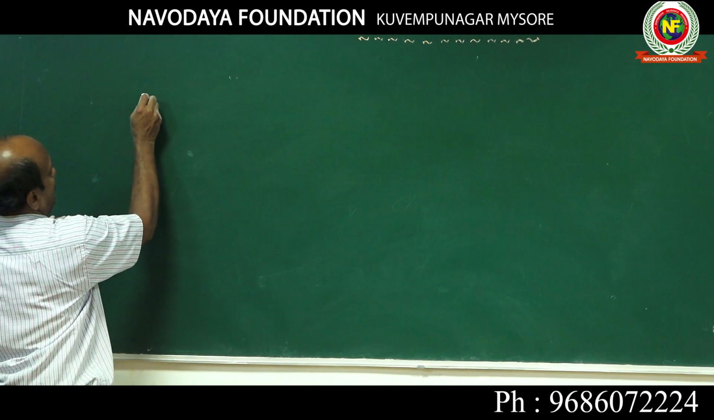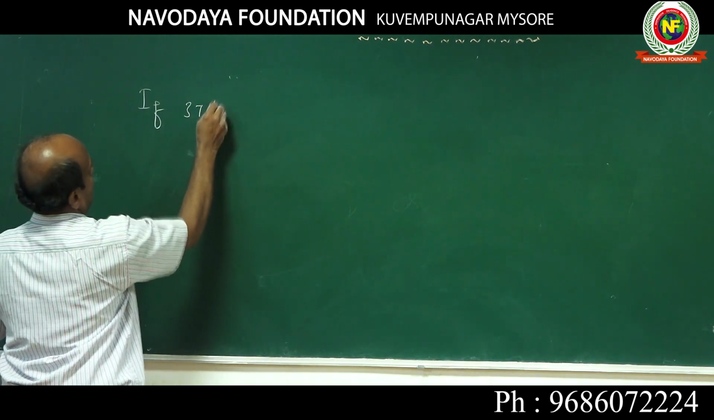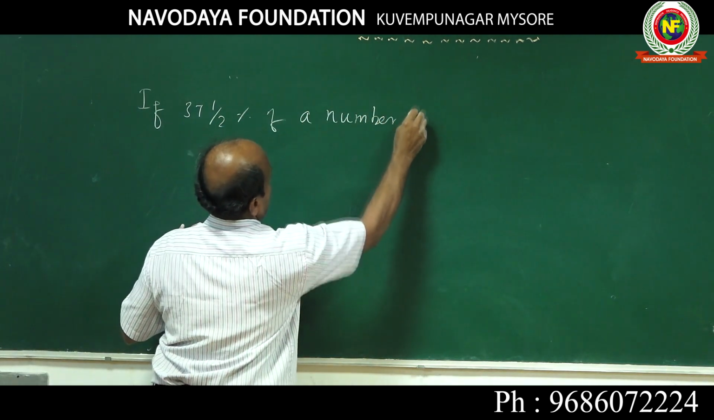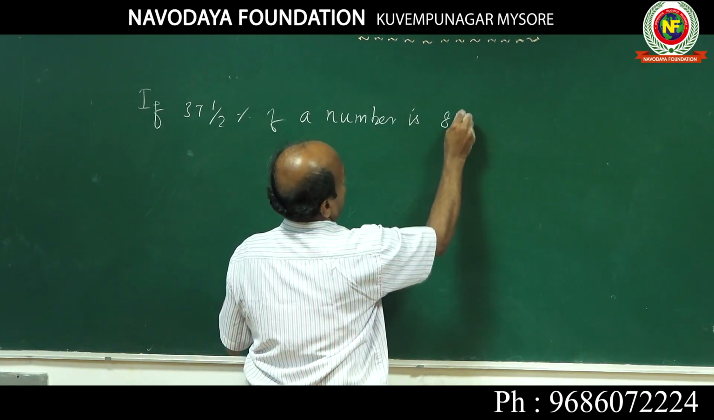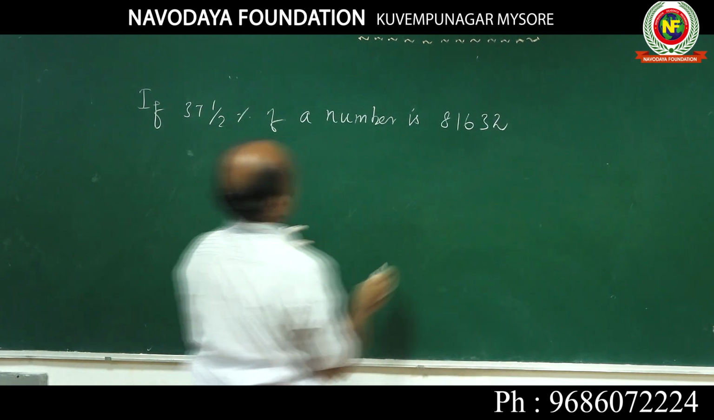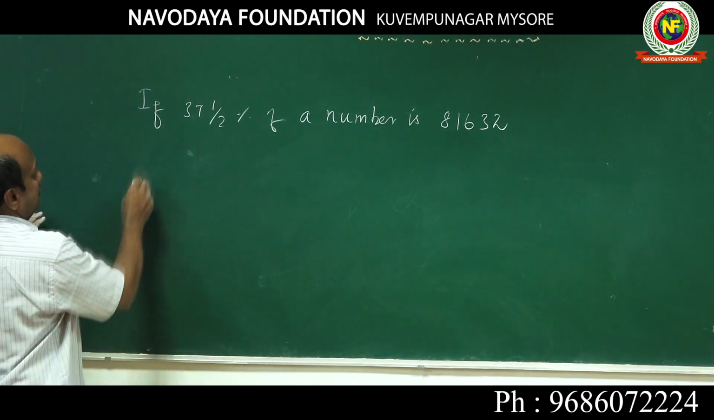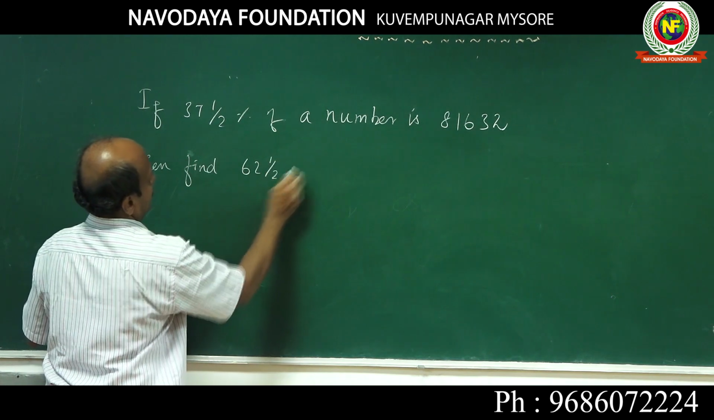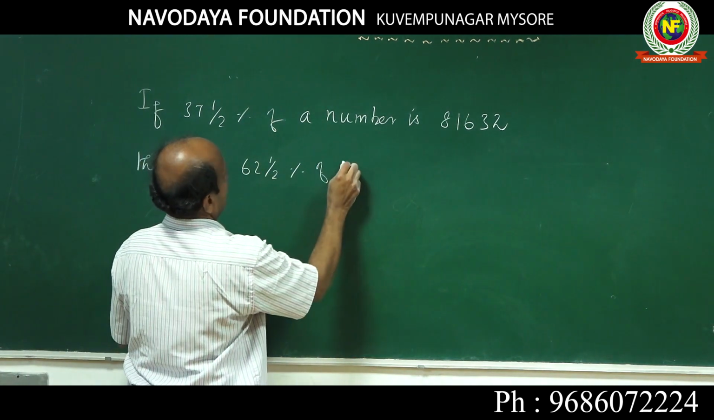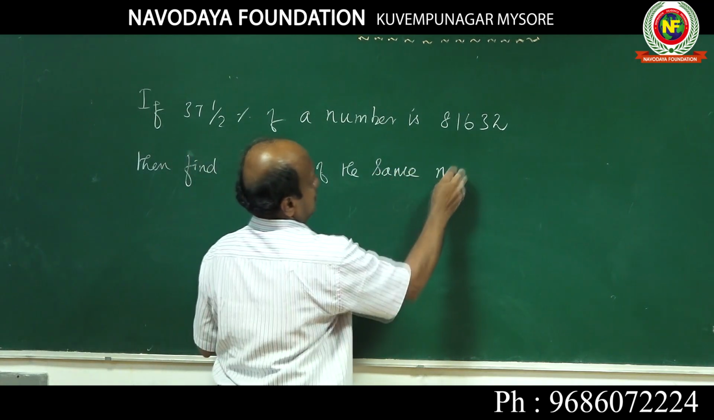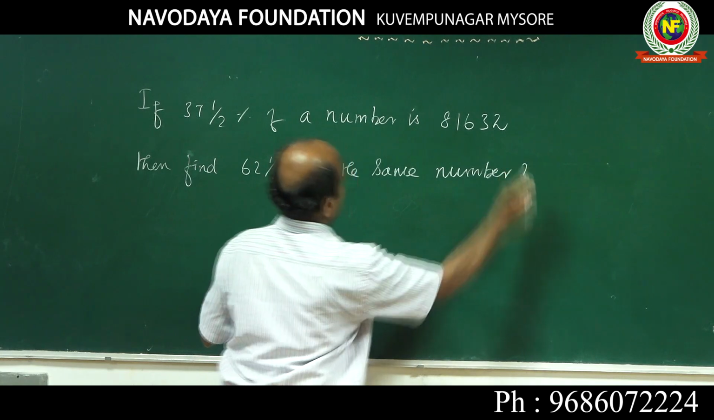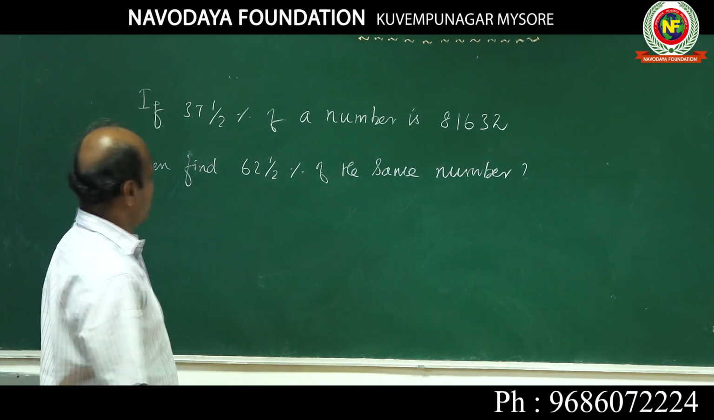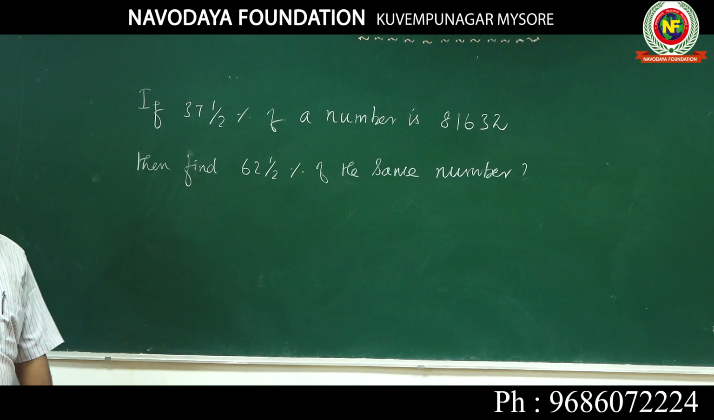How does it come out? If 37.5% of a number is 81,632, then find 62.5% of the same number.